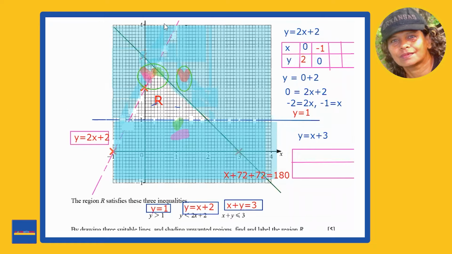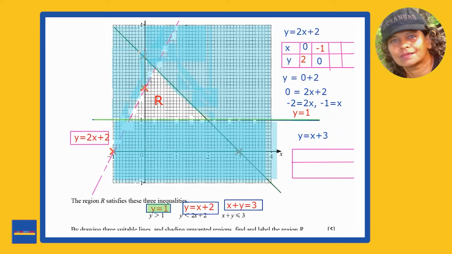The next question, 16, is regarding inequalities. They say the region R satisfies the three inequalities. By drawing three suitable lines and shading unwanted regions, find and label R. So what we do is we have to actually draw these equations. First we draw y equals 1. Y equals 1 is just a straight line going horizontally.